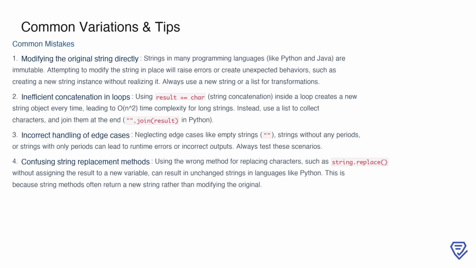Additionally, you need to handle edge cases carefully. Scenarios like empty strings, strings without any periods, or strings made up of only periods can easily lead to runtime errors or incorrect results. Lastly, be mindful of how string replacement methods work. For instance, in Python, calling string.replace without assigning the result to a new variable won't change the original string. Many string methods return new instances rather than altering the original, so always ensure you're using the returned value appropriately.